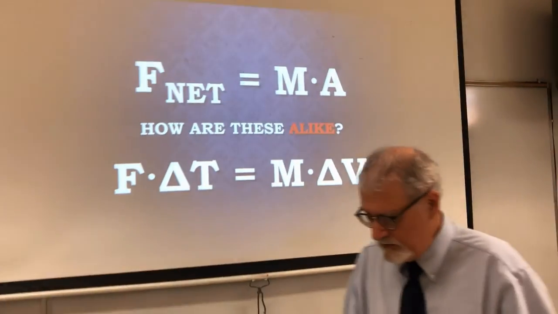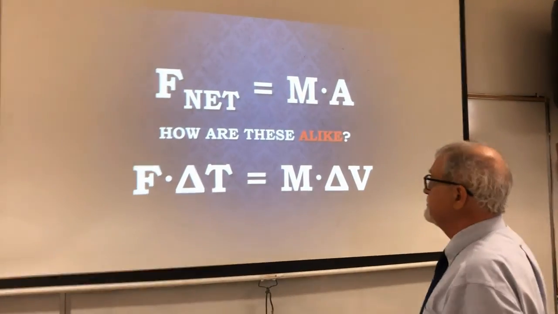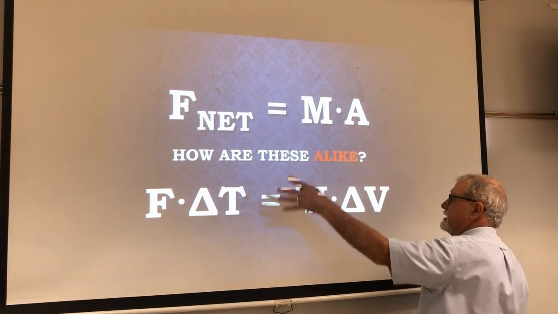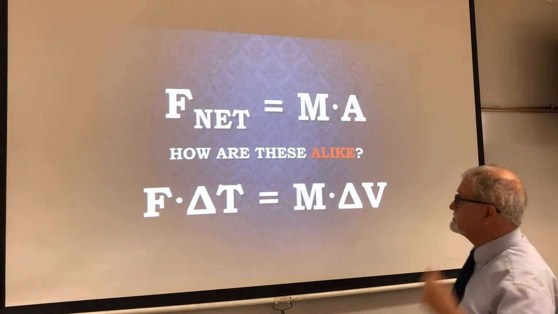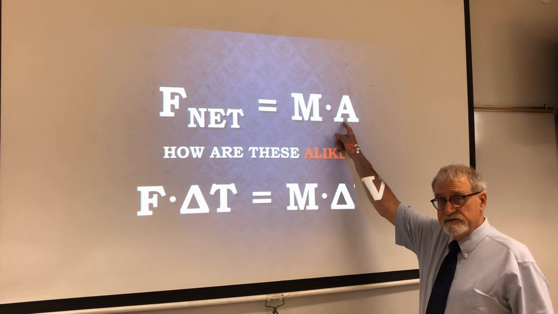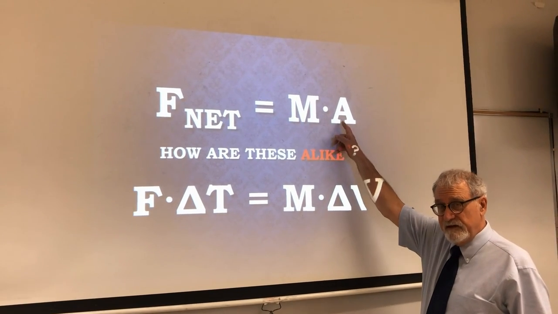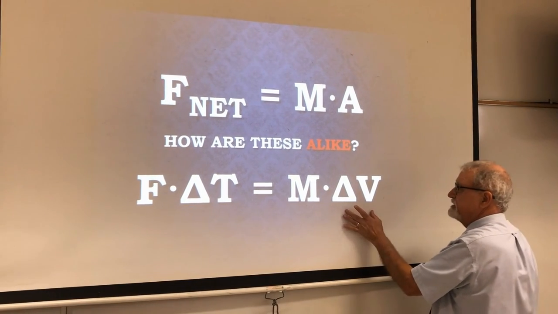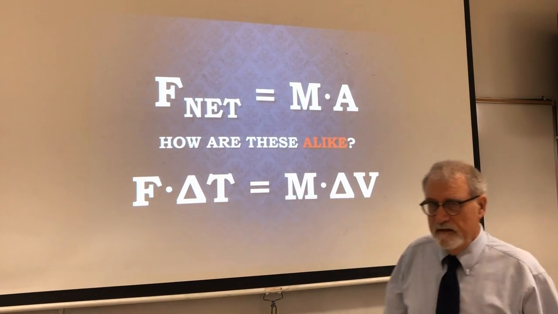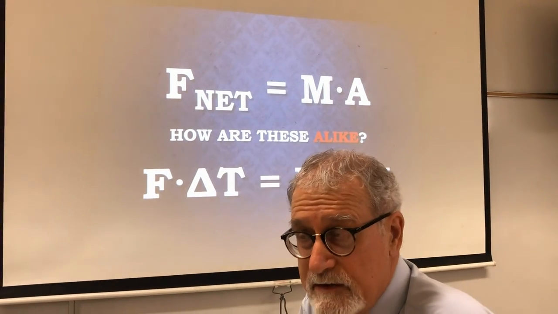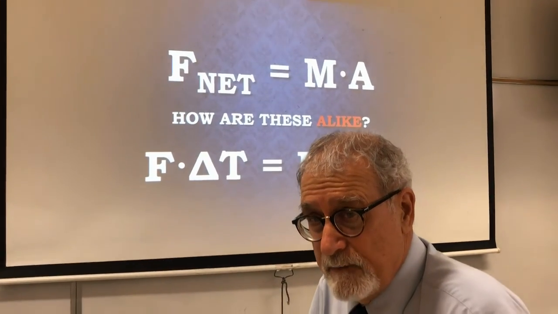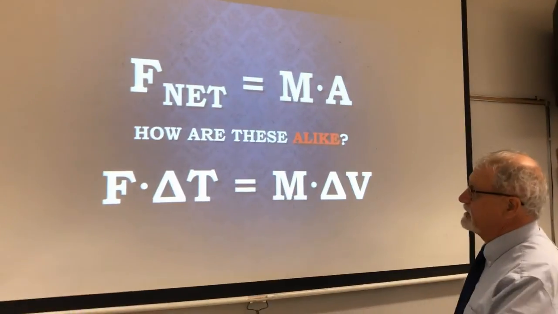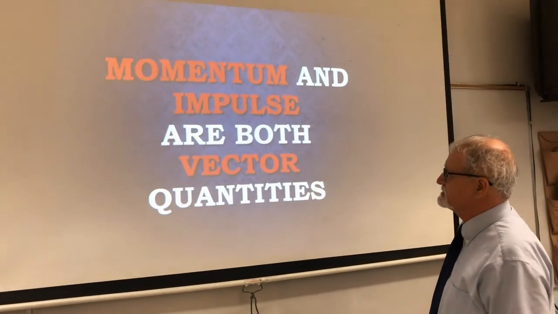All right, let's go back to the impulse momentum theorem. Here's Newton's second law, and we've already asked this question, how are these alike. Well, what is acceleration? It's the rate of change of velocity. It's delta V over delta T. So if I divide this by delta t, I have exactly the same thing. The impulse momentum theorem is just another example of Newton's second law at work. And it's a law. You can't beat the laws of physics.